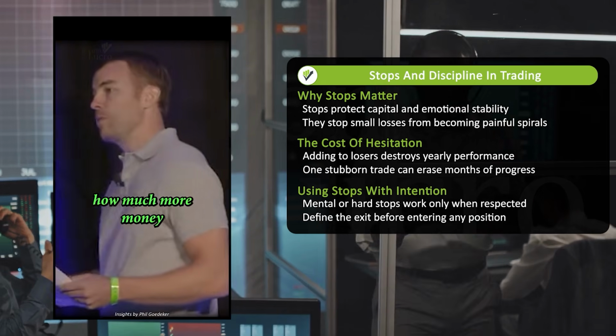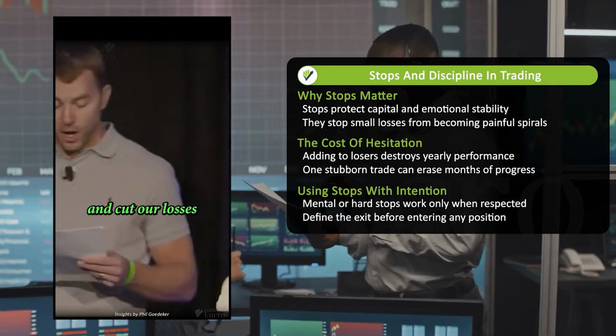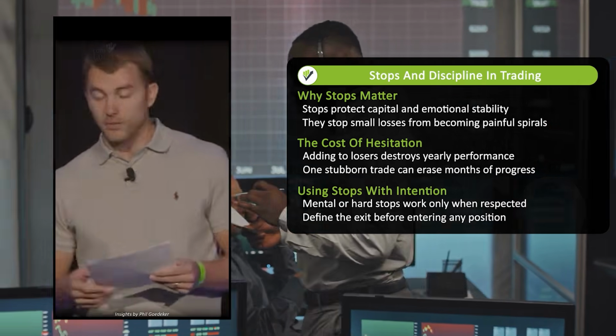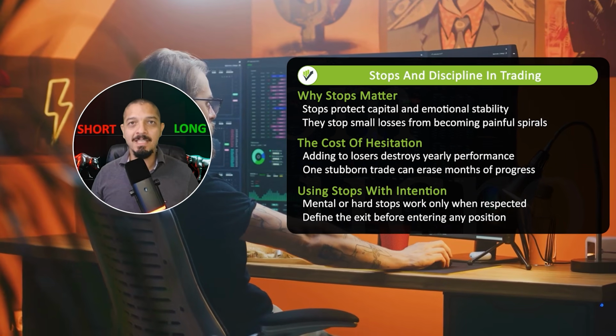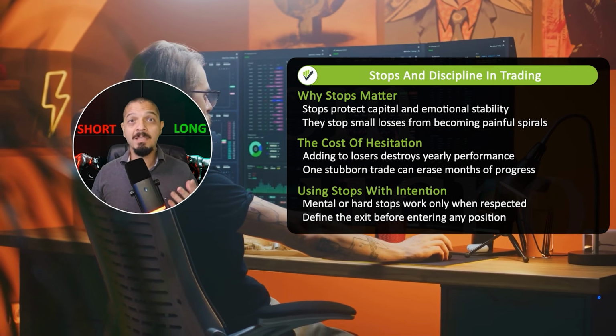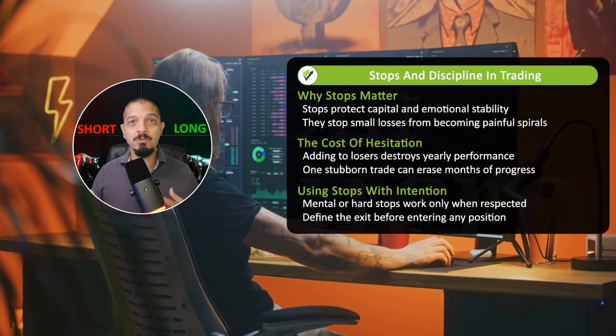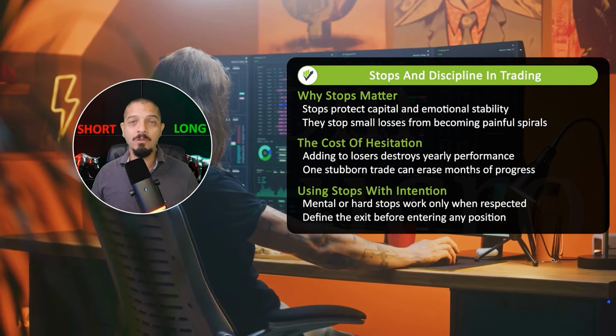Think about how much more money we could make at the end of the year if we just stick to some simple rules and cut our losses at an appropriate place. This insight sets the stage for identifying higher quality zones and making disciplined entries. Now, let's move into smart money concepts and how to recognize those key supply and demand zones on the chart.